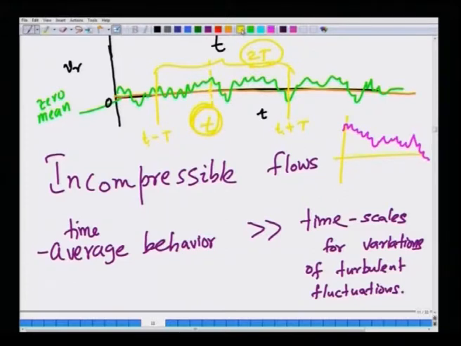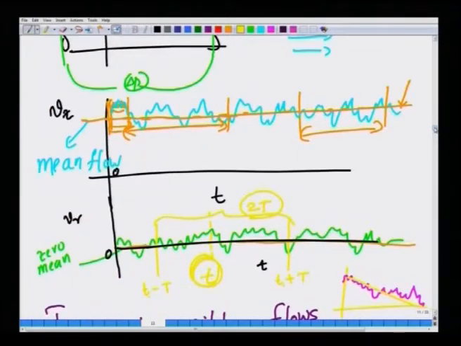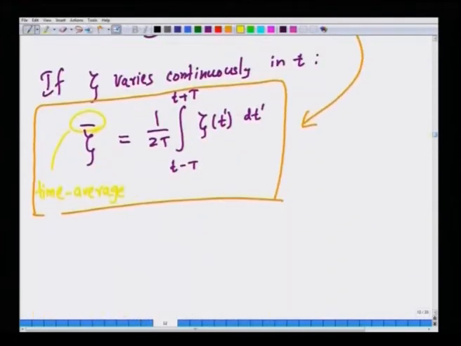So, there could be a mean that decreases in some way, okay. But this is not what we are going to look at. We are going to look at flows that are steady in the mean, that is, the time average itself is independent of time, independent of the running time t.